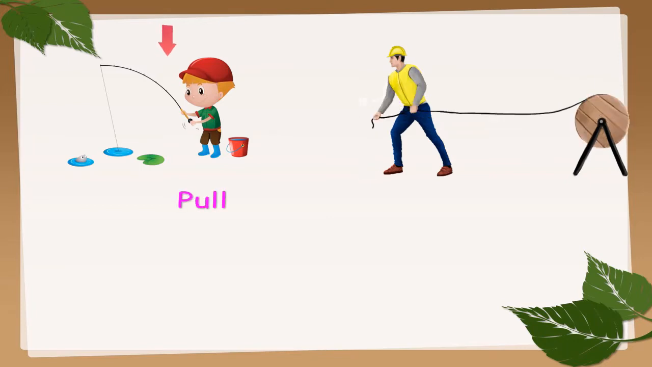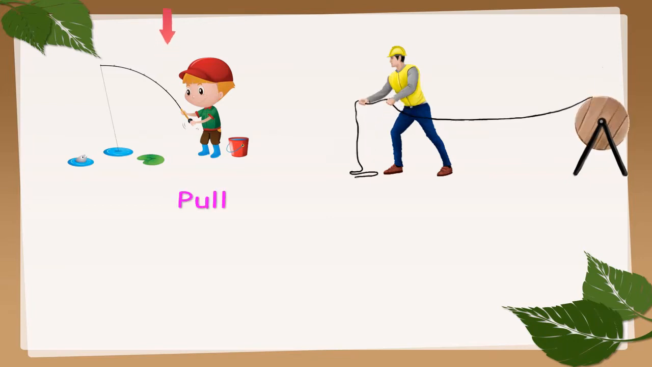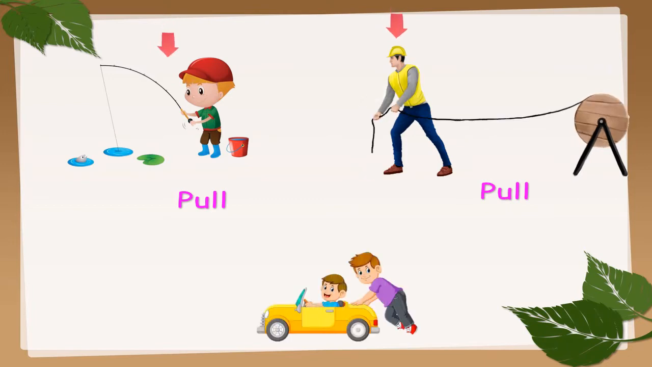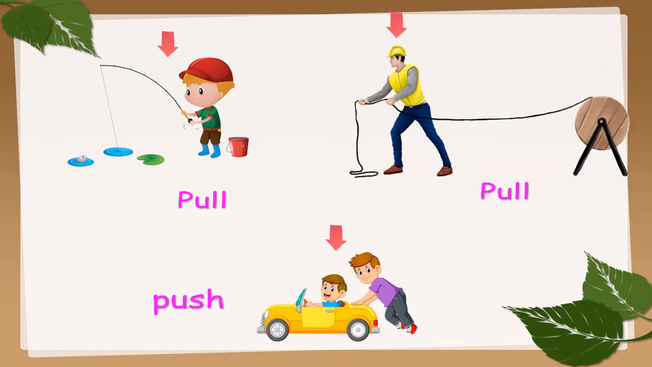What about the man in the second picture? What is he using to move the rope? Well done. This man is using a pull force. And finally, what about the boy in the third picture? What kind of force is he using to move his little brother from one place to another? Very good. He's using a push force.